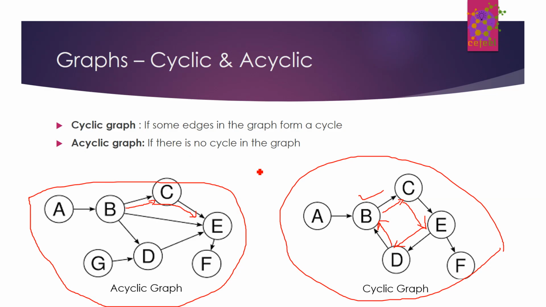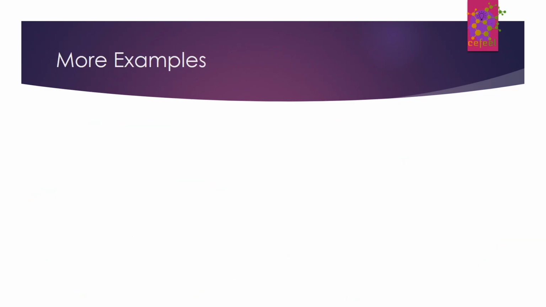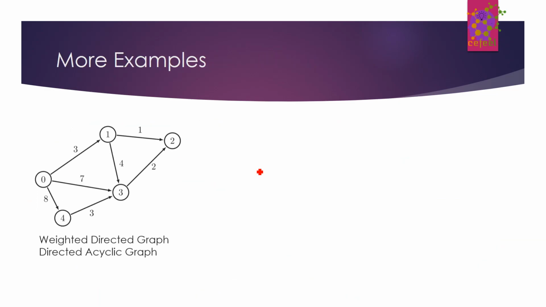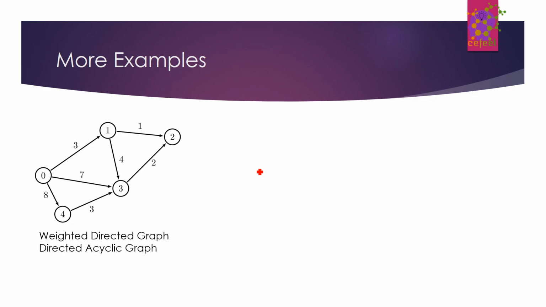I hope this made the concept a little more clear. Now there are a few more examples. This graph has 6 nodes, and the edges have weights, which means it's a weighted graph. Edges have directions, so it's a weighted directed graph for sure. But let's see if it has a cycle.